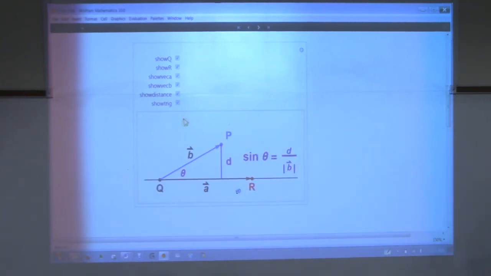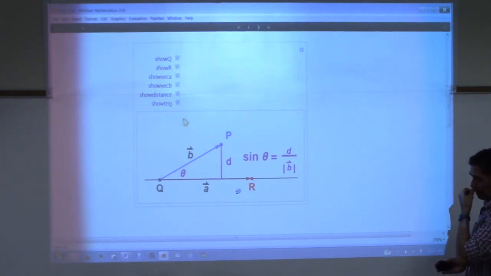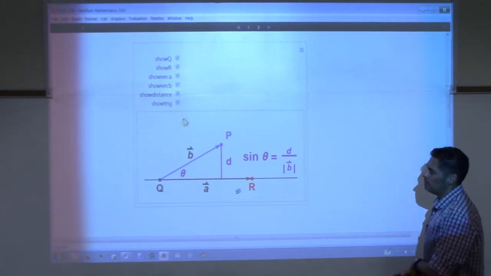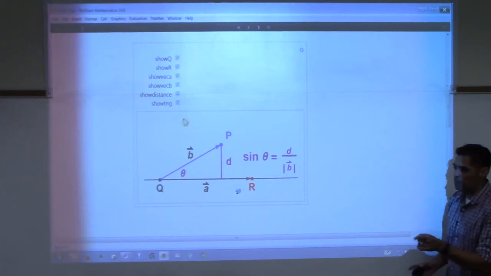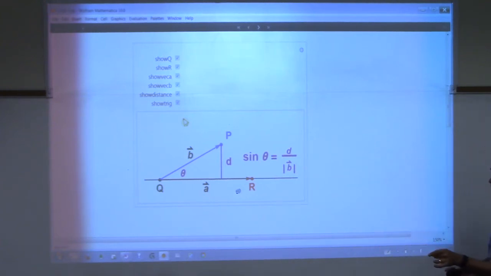Pardon? Would you use the cross product to find theta? Because it looks like B crossed with A equals the magnitude of B and the magnitude of A sine of theta, and then you just figure out what sine of theta is. Yes, we are going to use that, but we're not even going to have to work that hard. Okay. You're on the right track, for sure.